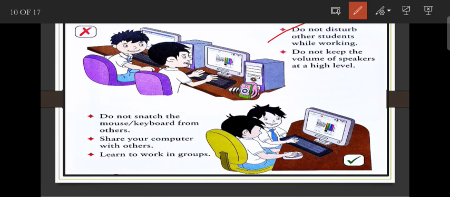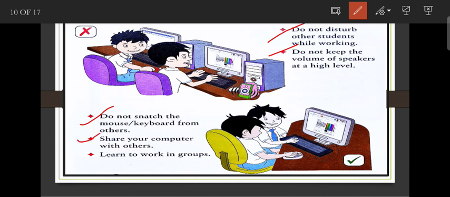Next is do not disturb other students while working. Next is do not keep the volume of the speaker at a very high level. If you keep the volume of the speaker at a high level, then your ears will be damaged. So always keep the volume low. Next is do not snatch the mouse and keyboard from others.